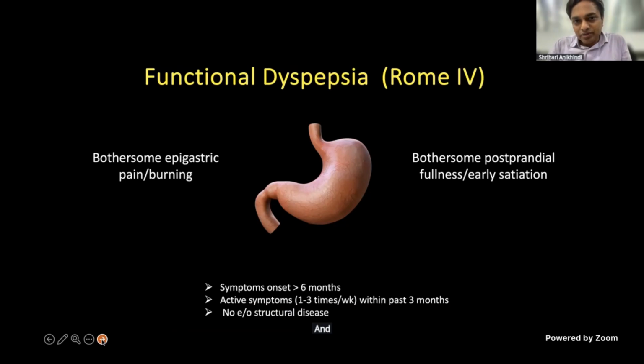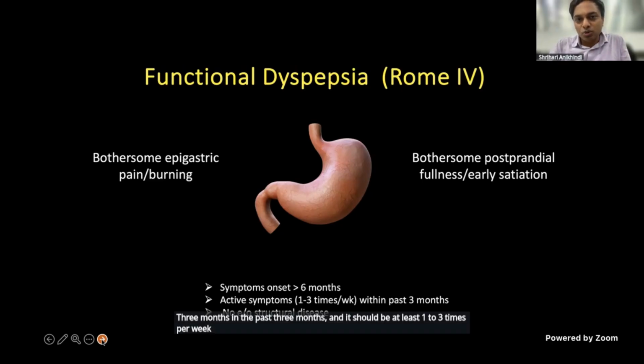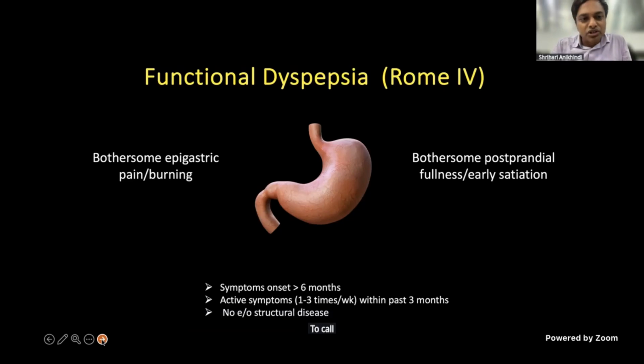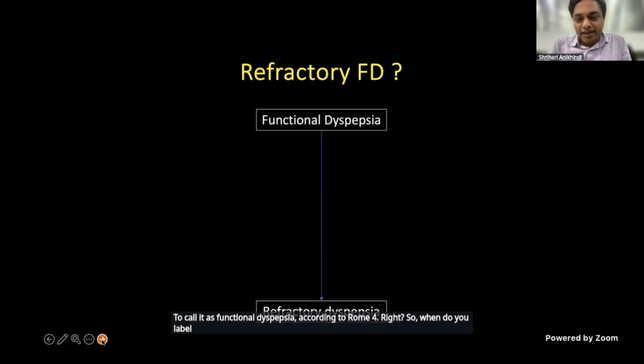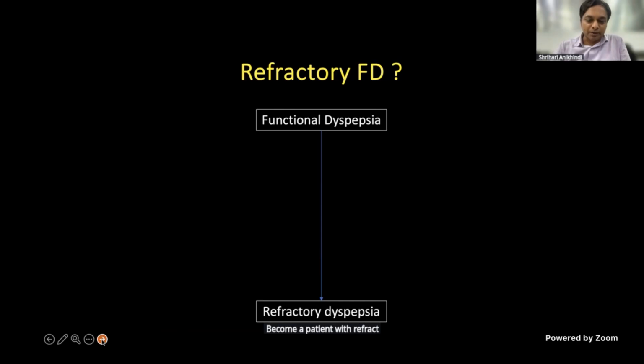And these symptoms have to be there for at least more than 6 months, with active symptoms in the past 3 months. And it should be at least 1 to 3 times per week, obviously without any evidence of any structural disease to call it functional dyspepsia, according to Rome 4, right? So when do you label a patient as refractory functional dyspepsia? When does a patient with functional dyspepsia become a patient with refractory dyspepsia, right?